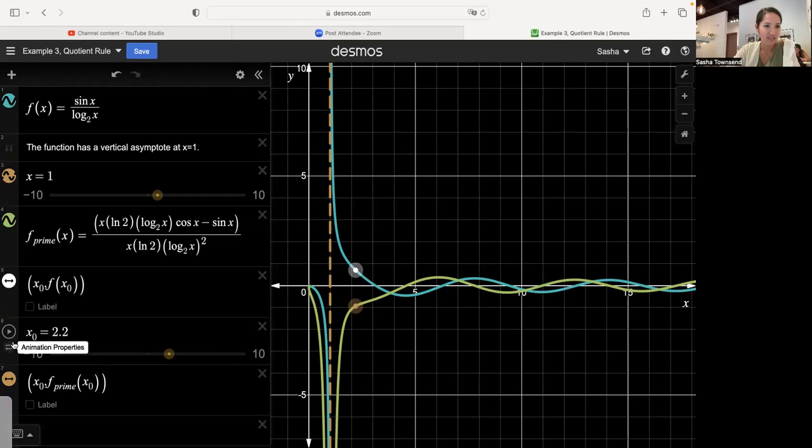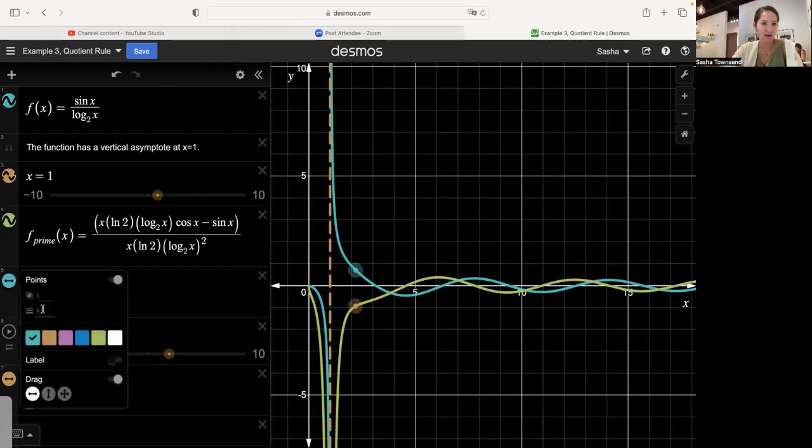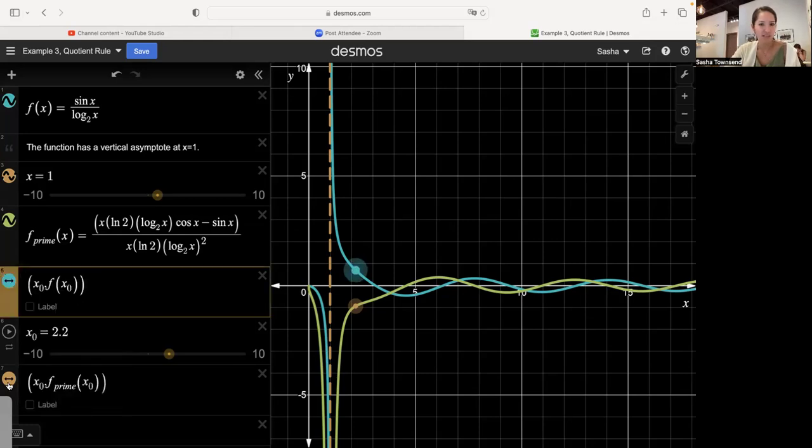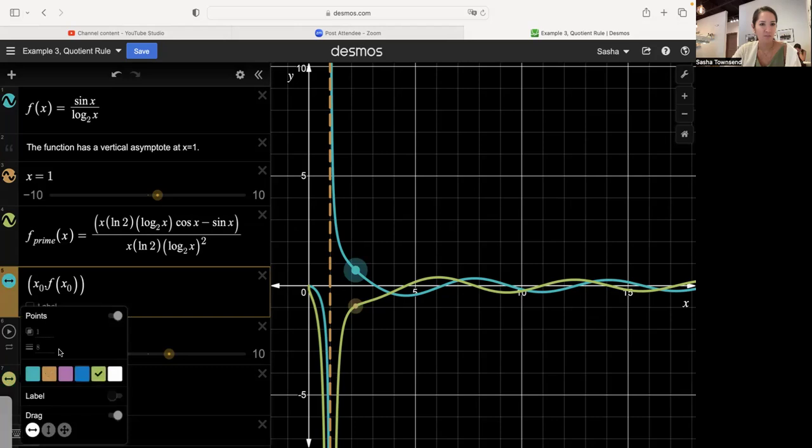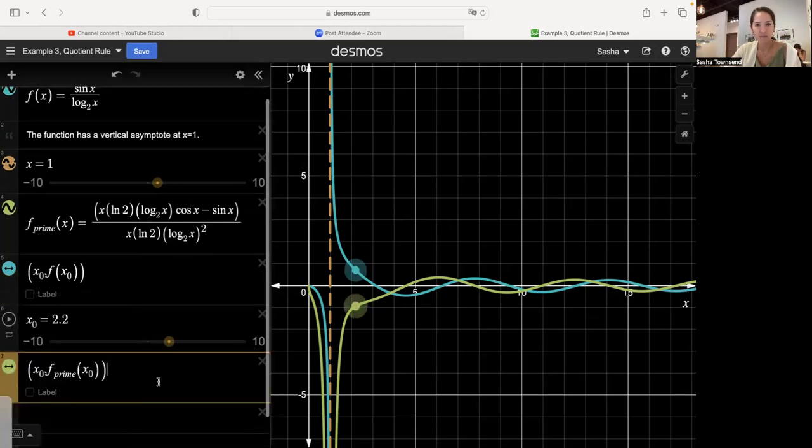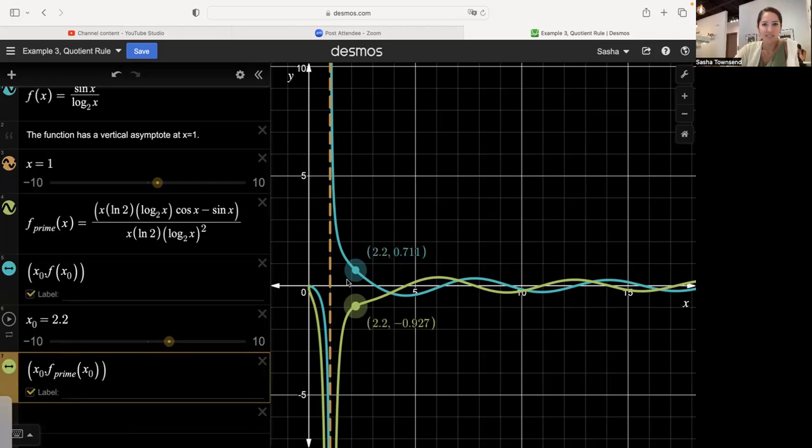And I think I'm going to change the color of this one to make it match my original function graph. And then I'll change the color of this point to make it match the derivative graph. All right, and let's label those points. So this is the function value at 2.2. Our function is approximately 0.711. And at the same location, supposedly the slope is about negative 0.927.